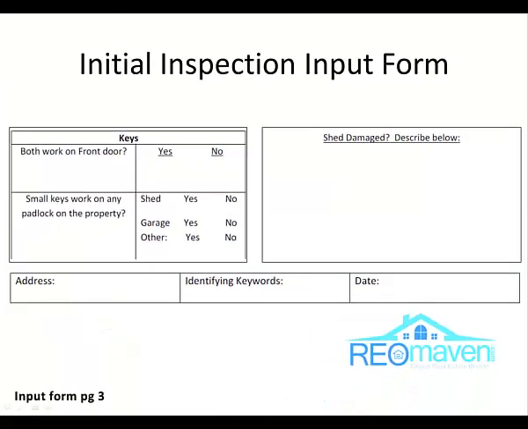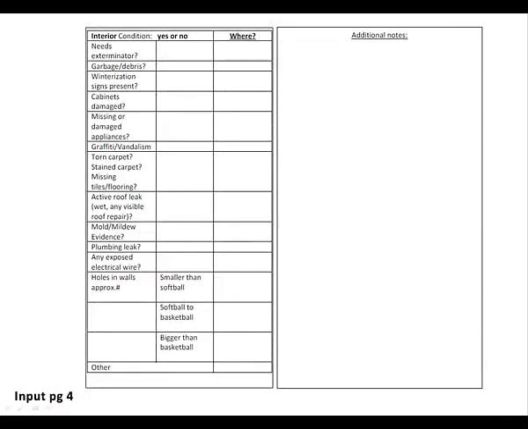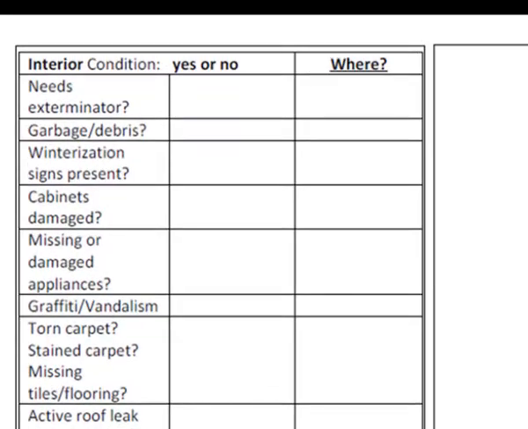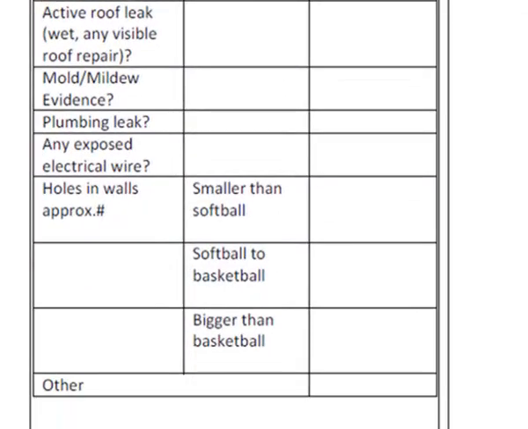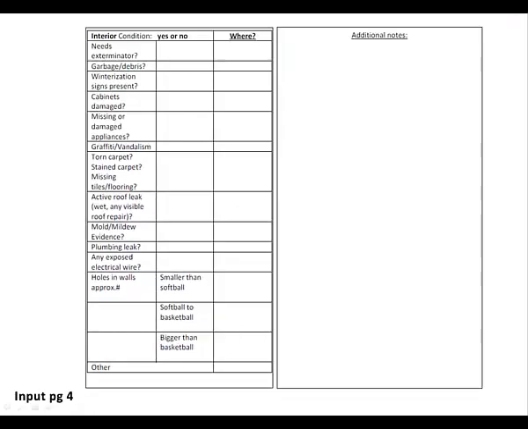At the bottom of the form here, you'll see a blank for the address, identifying keywords, and the date. Identifying keywords are just things that might help jog your memory if we were to ask you about this property 2 months from now. If it's the house with the pink ladybug painted on the bedroom wall, then you might put pink ladybug house right there. That'll just help jog your memory, as these houses tend to bleed together after you've done a bunch of inspections. This is an area where you can notate many of the different condition issues that you've seen and the locations. Please be as detailed as possible in the notes section.